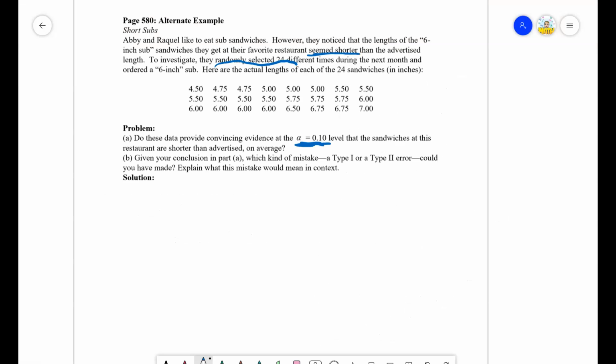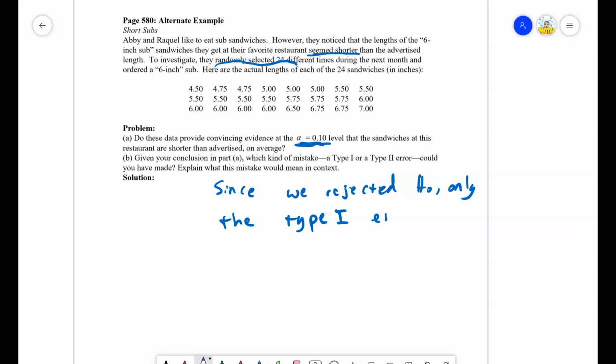Now, the second part of this is realizing that we could be making a type 1 or type 2 error here. And since we rejected H0, there's only one type of error we could possibly make here. When we reject H0, only a type 1 error is possible. Okay, the type 1 error is when we reject the null hypothesis when it's actually true. The type 2 error happens when we fail to reject the null hypothesis and it's actually false. So since we rejected H0, only the type 1 error is possible. And we want to talk about what that means in context.